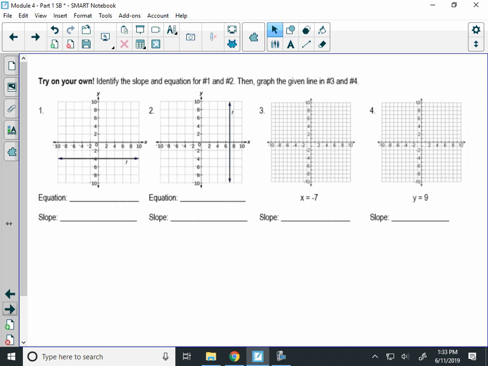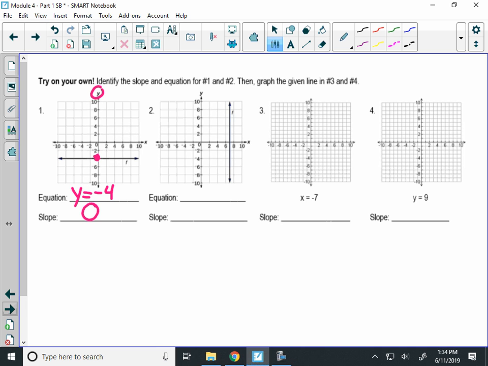Alright, number 1, the equation. Well, it's a horizontal line, which means it goes through the y-axis. So it's going to be y equals, and it looks like it crosses the y-axis at -4. The graph's going by 2's. The slope of a horizontal line is 0.